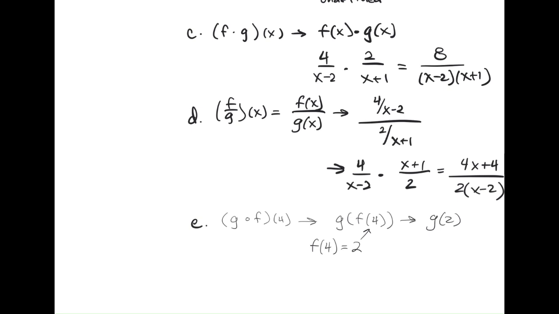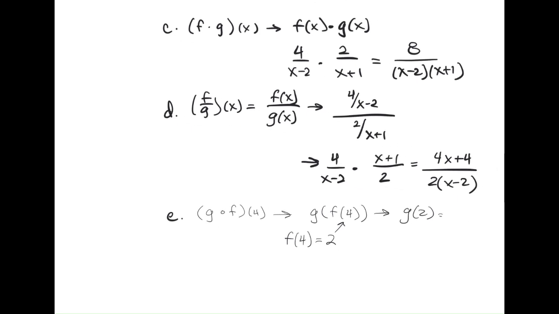Now, this is the g function here: 2 over x plus 1. So if x is 2, 2 plus 1 is 3. 2 divided by 3 is 2/3.